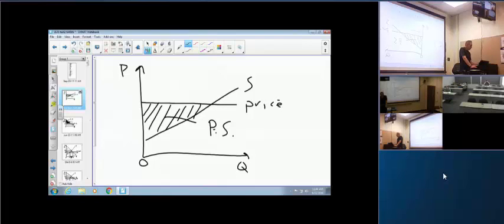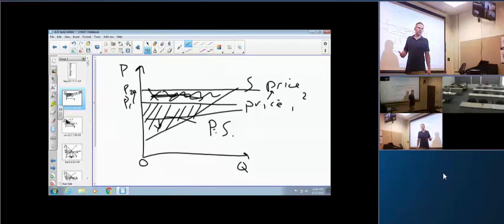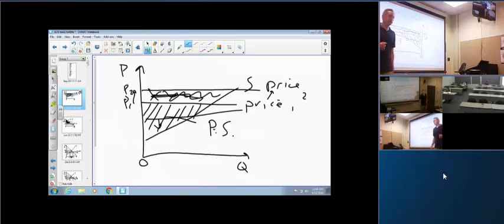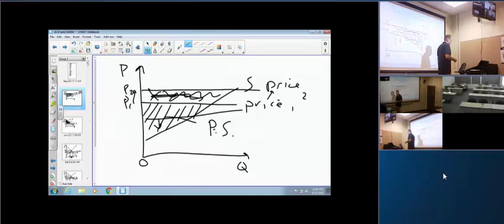And what happens if the price goes up from price 1 up to price 2? What happens to producer surplus? Yeah, it increases, but if the price goes down, the producers lose. So just like you feel good when you get more consumer surplus, firms feel good when they get more producer surplus. Firms feel bad when they get less producer surplus.